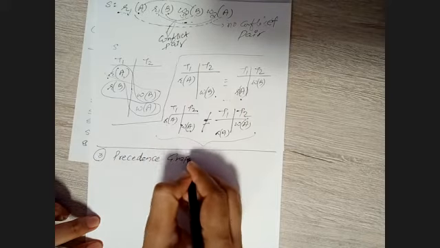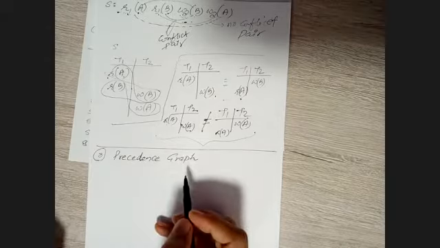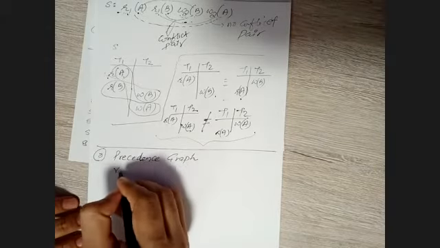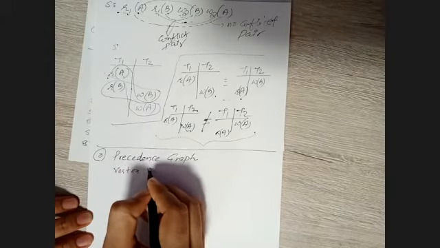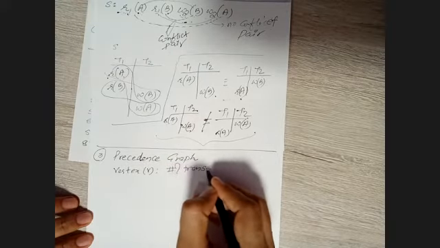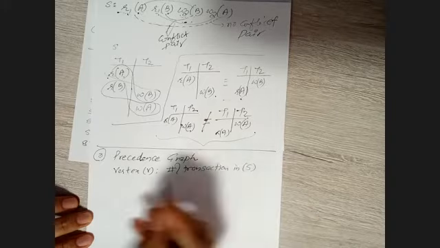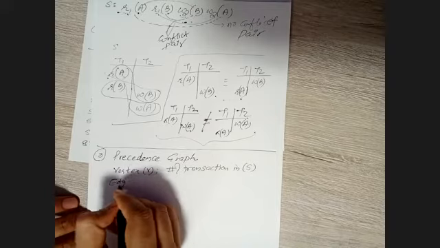Now this is important. Precedence graph. Understand the graph: we have vertices and edges. How do we identify vertices? That is the number of transactions in schedule S. Now understand how to find the edges.